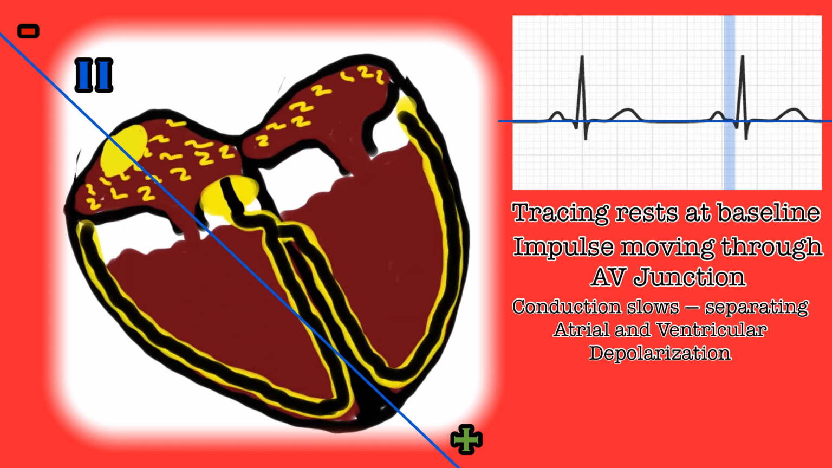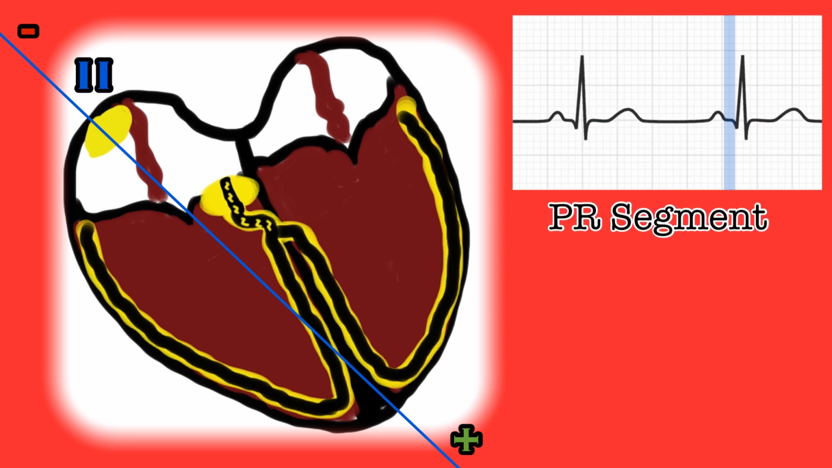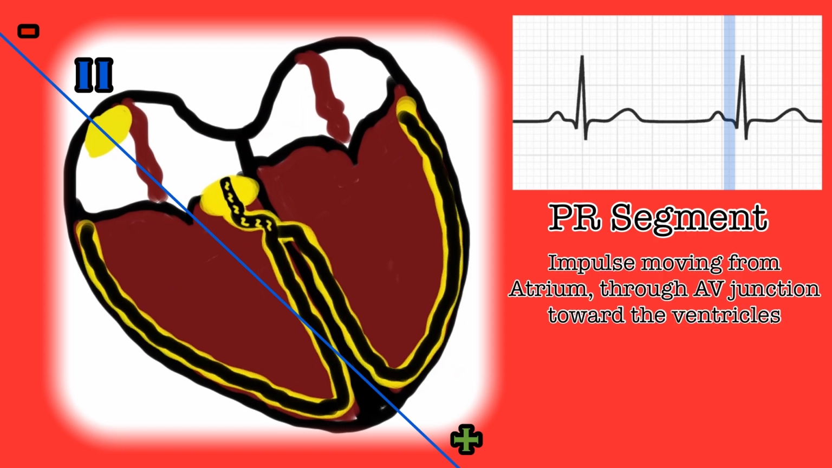Since there aren't a ton of cells in the AV junction, there's not enough energy being released to show up on the strip. So while the impulse moves through the AV node and the bundle of His, we get a flat section on the strip known as the PR segment. When you see the PR segment, you know energy is currently moving from the atrium through the AV junction and toward the ventricle. And we can now do our first important measurement of our rhythm.